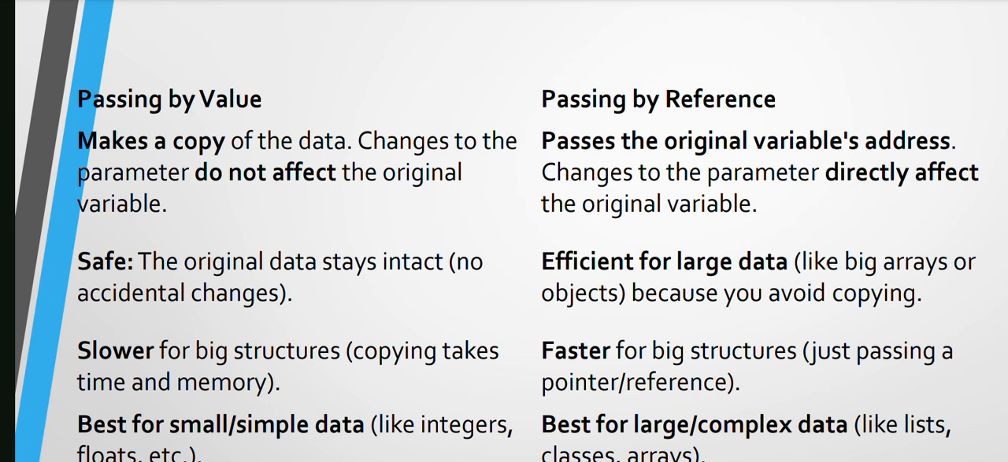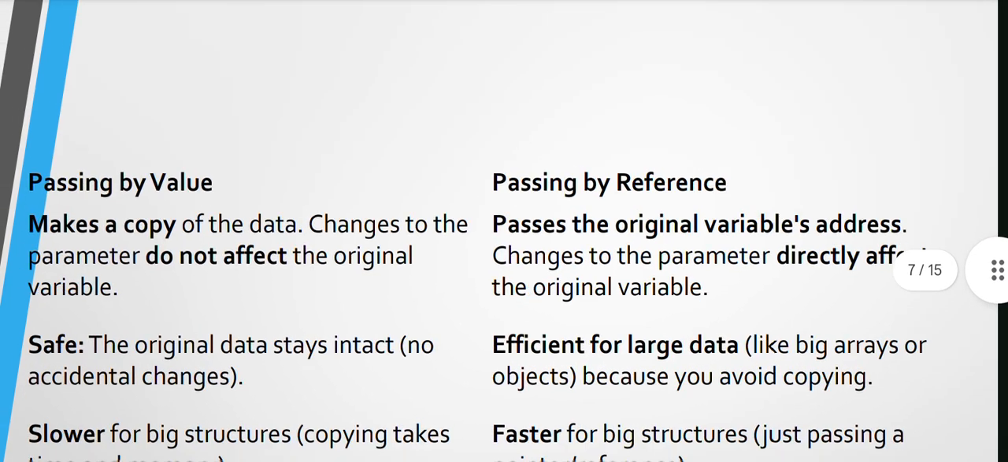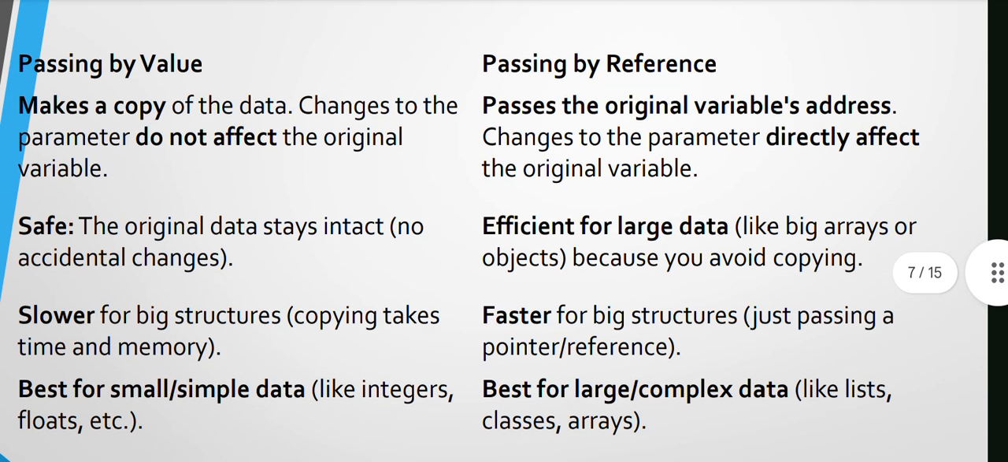Pass by value makes a copy of data. Changes to the parameter do not affect the original variable. The original data stays intact, which is safe, but it's slower. It's best for small and simple data like integers and floats. Then passing by reference passes the original variable's address, so changing the parameter directly affects the original variable. It's efficient for large data because you can avoid copying. It's faster for big structures and best for large, complex structures.